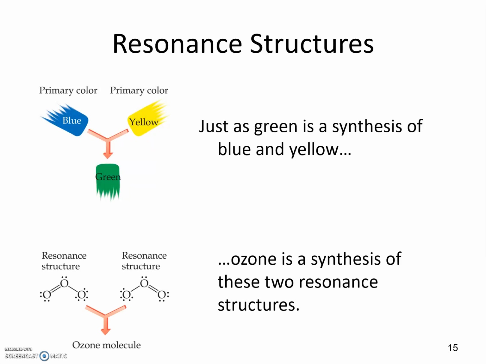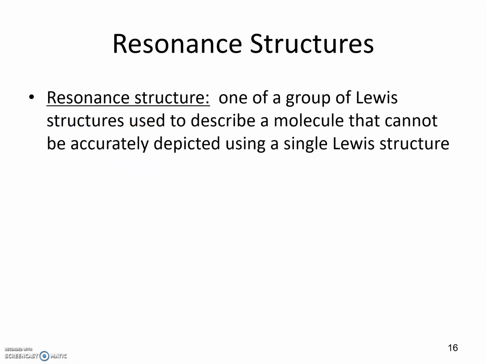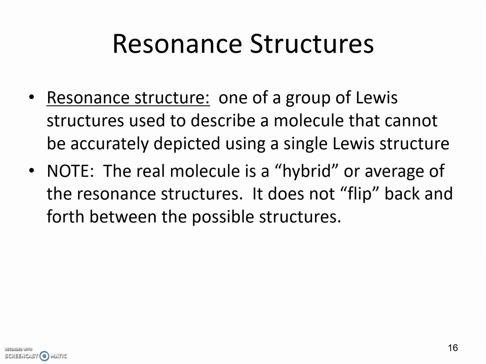One way that we can think of resonance structures is as a blend. The actual molecule is like a blend of all the possible Lewis structures that we can draw. Just the way that green is a blend of blue and yellow, an actual ozone molecule is a blend of these 2 Lewis structures. So this is the definition of resonance structures: one of a group of Lewis structures used to describe a molecule that cannot be accurately depicted using a single Lewis structure.